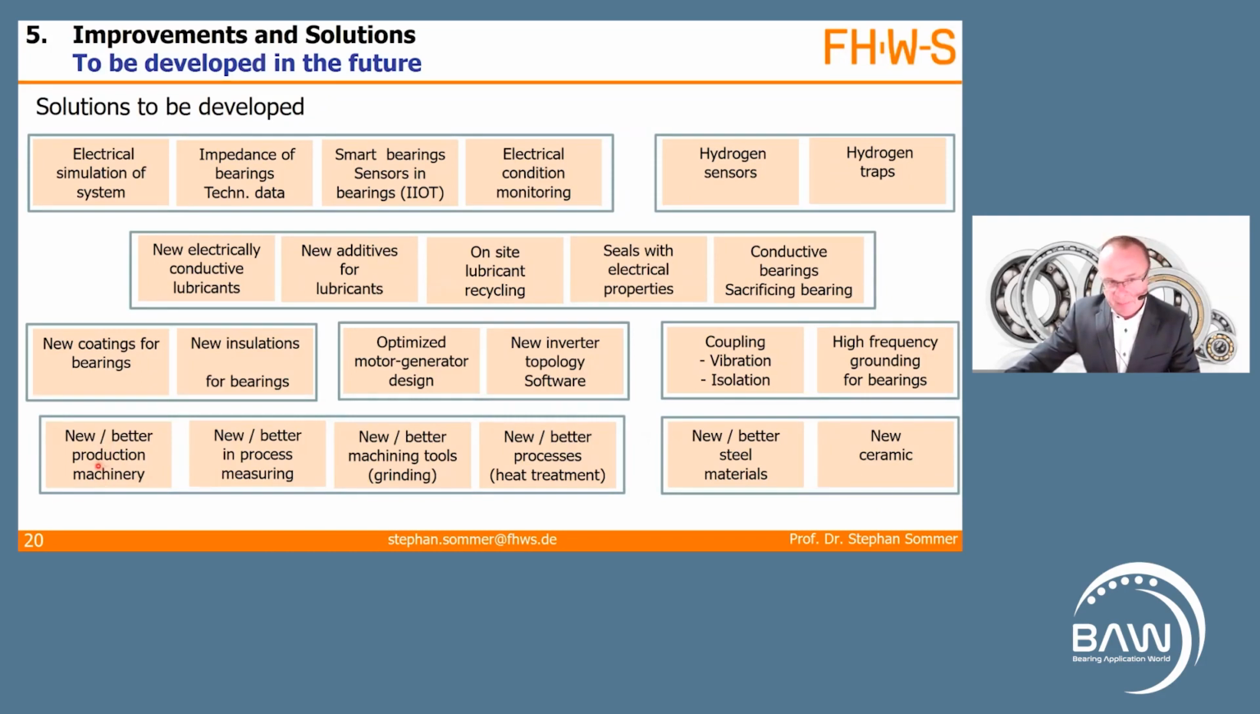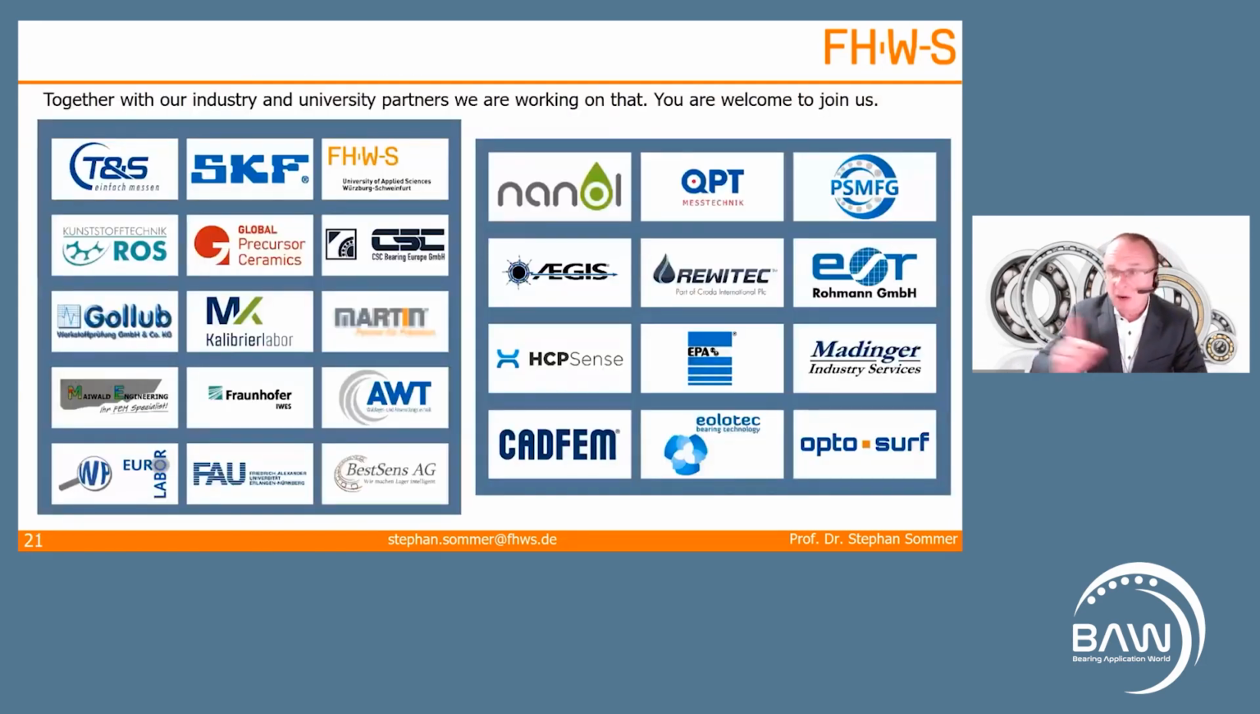Here in the bottom line, new and better production machinery, new and better in-process measurement and measuring technologies, new better machining tools, new and better processes, heat treatment, for example, new and better steels, materials, and new ceramics. So that's the idea for the future. And here are our partners. Let me quickly say some words.